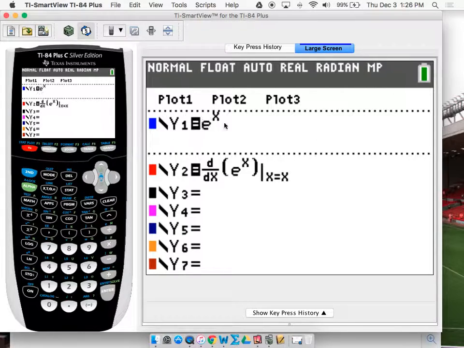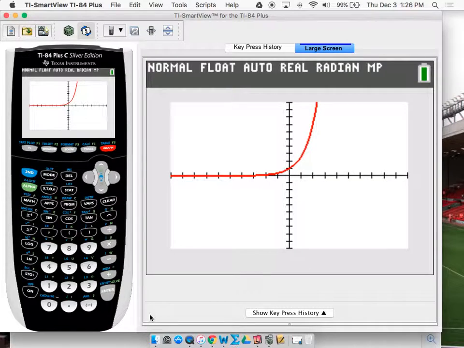If you have it the old way, you'll type in e to the x in the y1, and then y2 you'll do e to the x, comma x, comma x. Make sure you close your parentheses. Just regular, so hit zoom 6. All right, so what do you notice? They graph the blue thing, e to the x first, and then the red line is the derivative.